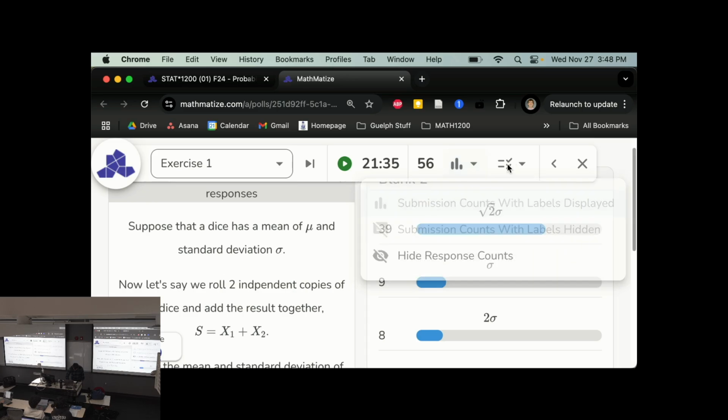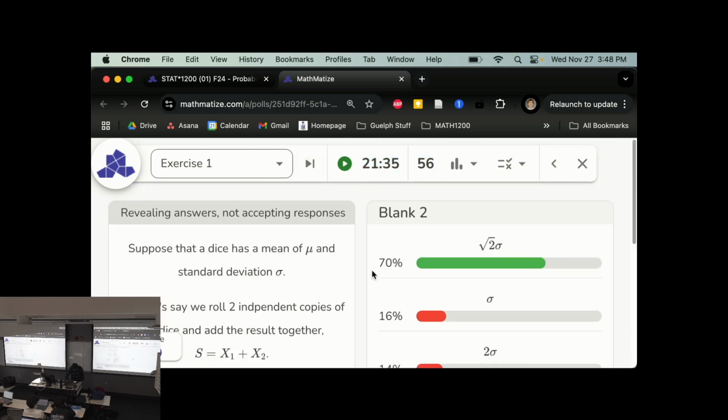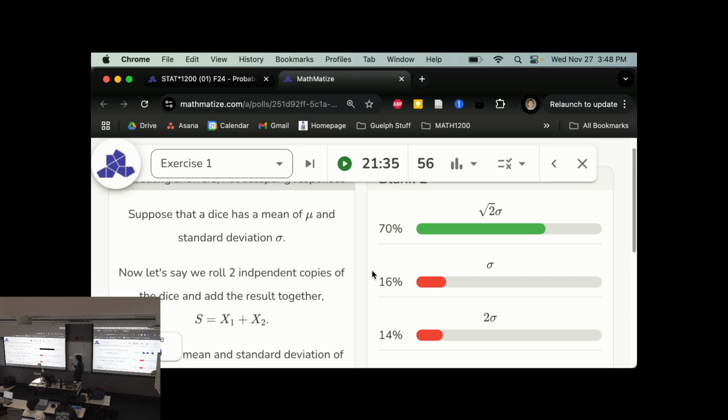I thought I would trick you all into saying 2 mu, or 2 sigma, but it is square root of 2. And this is, I think, a really surprising thing, that when you add the random variables, the standard deviations do not add. They get a square root of 2.